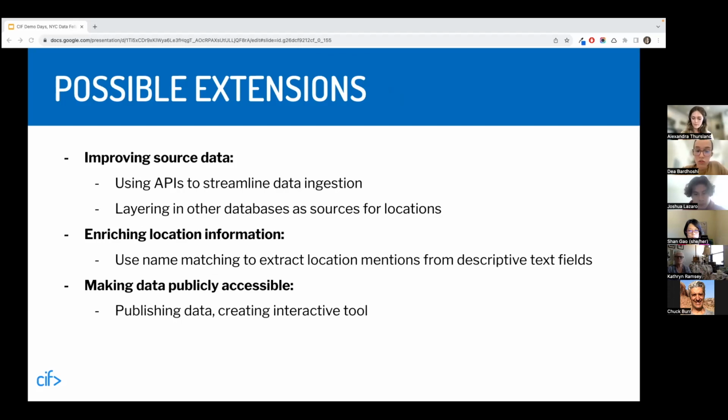Secondly, we think we can also enrich location information by specifically extracting locations from the descriptive text fields that our dataset already includes. And lastly, we would hope to make the data publicly accessible by both publishing it for the public and also creating an interactive tool that people could go in and explore.